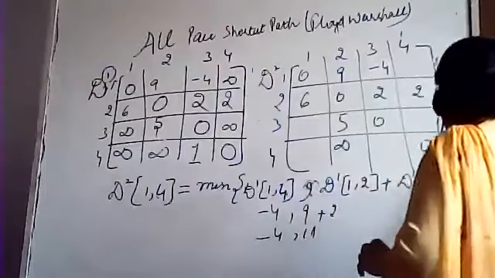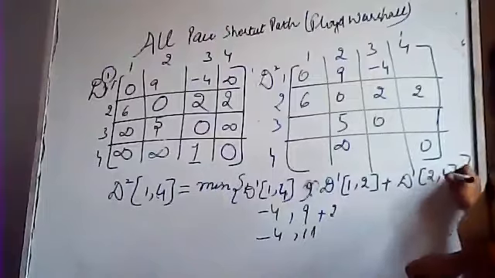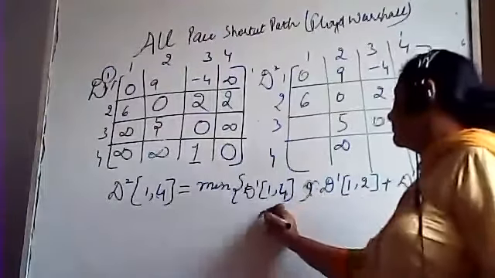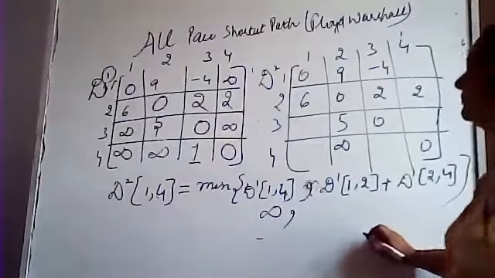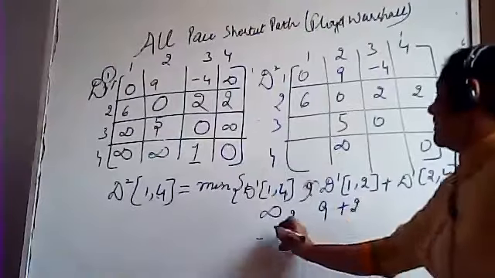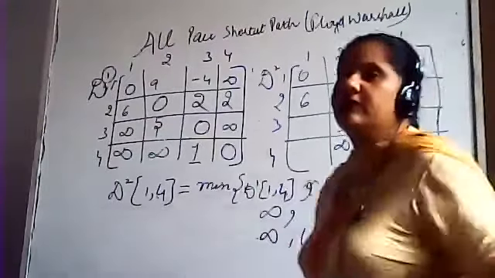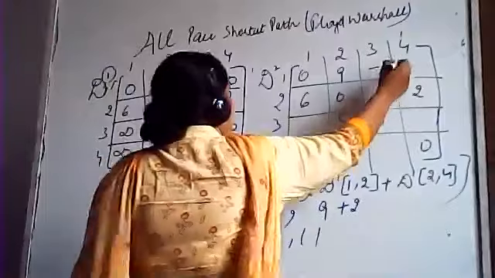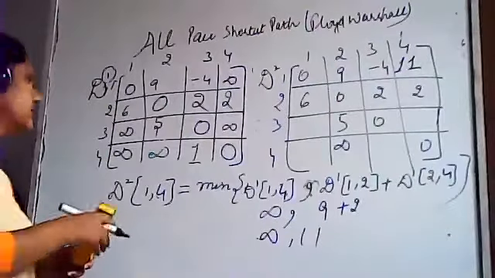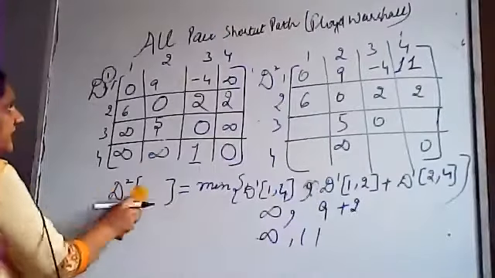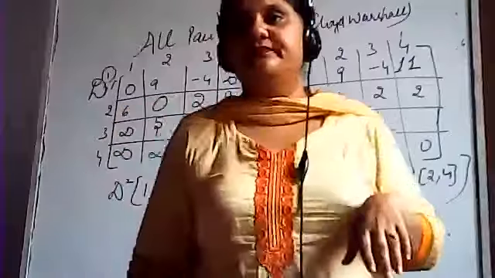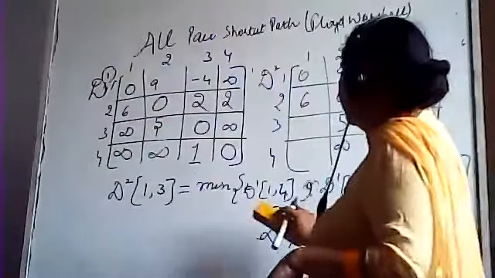This is fine. Here we have to do this. 1, 4 is infinity. 1, 2 is 9, 2, 4 is 2. Infinity, 11. Which is the better option? 11. Put 11. Okay. Next. Calculate 1, 3. 1, 3 or 3, 1? Ma'am, 3, 1.